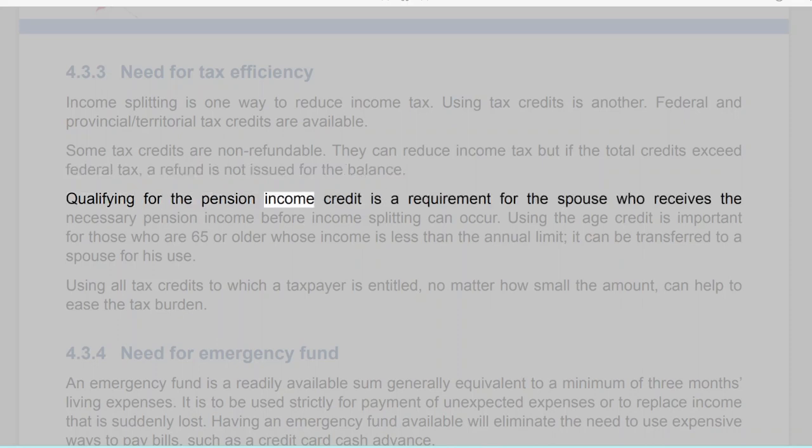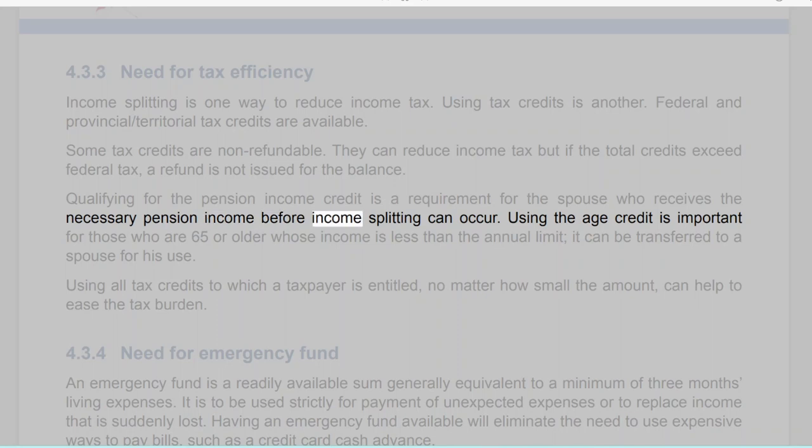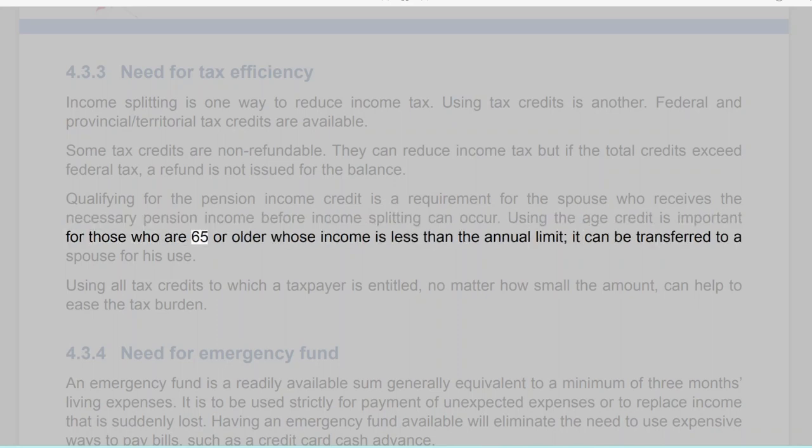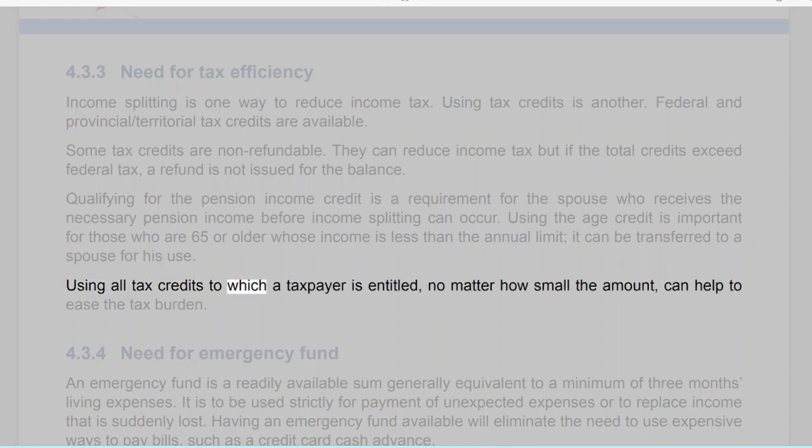Qualifying for the pension income credit is a requirement for the spouse who receives the necessary pension income before income splitting can occur. Using the age credit is important for those who are 65 or older whose income is less than the annual limit. It can be transferred to a spouse for his use. Using all tax credits to which a taxpayer is entitled, no matter how small the amount, can help to ease the tax burden.